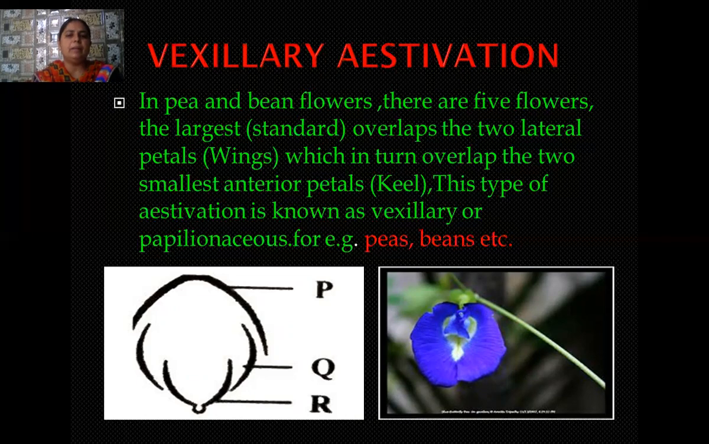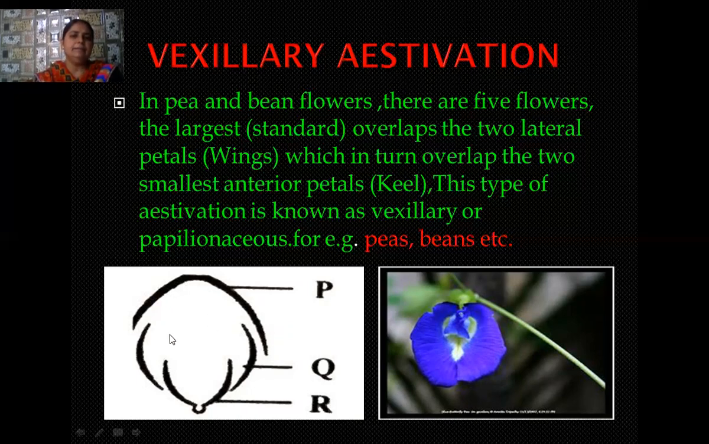And these 2 lateral petals are known as the wings. And these wings later overlap the smallest interior petals, which are known as the keel. And both of these keel or interior petals are also joined with each other. So see the diagram here.